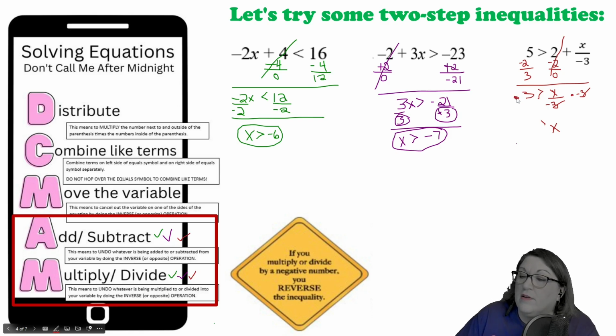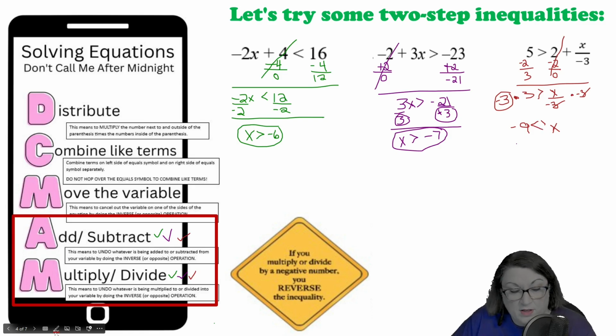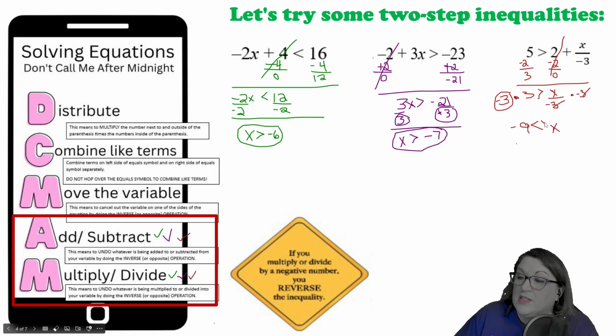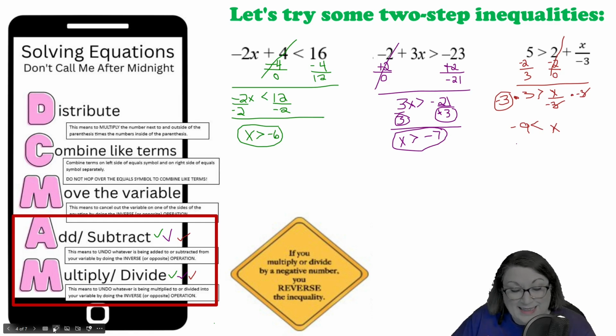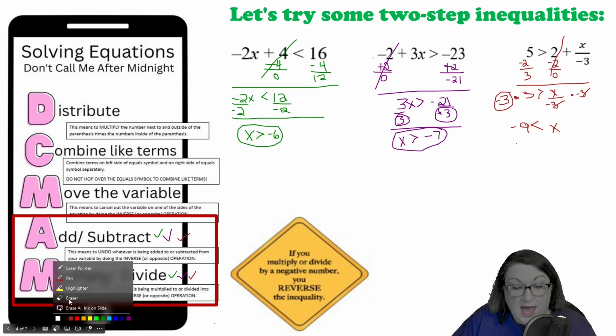Negative 3 times positive 3 is negative 9. And because the number that I multiplied times is a negative number, I am flipping my symbol. So instead of greater than, I need to have less than. Did not mean to make that little mark there, so we'll erase that. Okay, so our final solution is negative 9 is less than x.